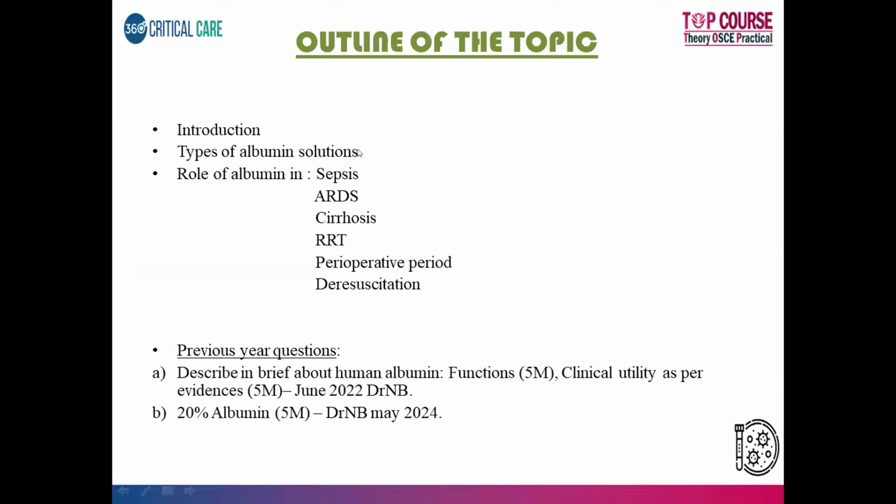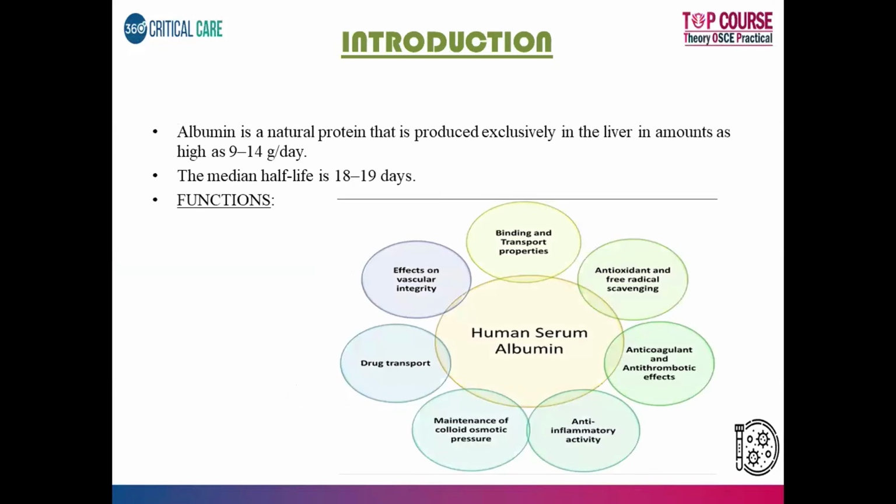Like what is the role of albumin in sepsis, ARDS, cirrhosis, renal replacement therapy, in the perioperative period, and as a deresuscitative measure. Previously, two questions on albumin have been asked. One is in DNB 2022: describe in brief about human albumin, what are its functions, for 5 marks, and clinical utility as per evidence, 5 marks. The next was recently in May 2024, they asked about 20% albumin.